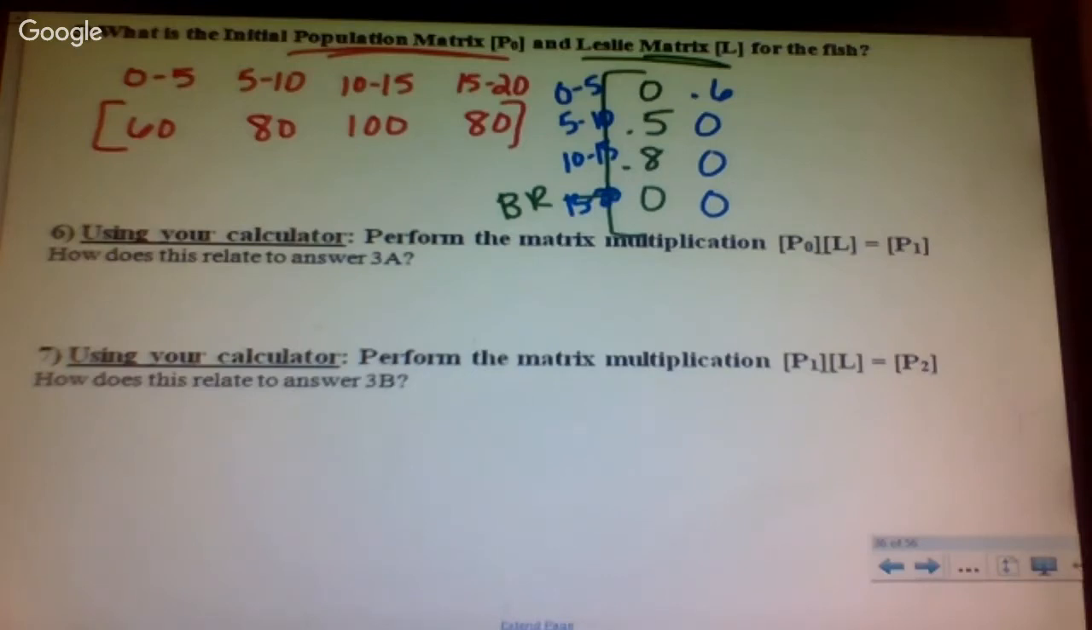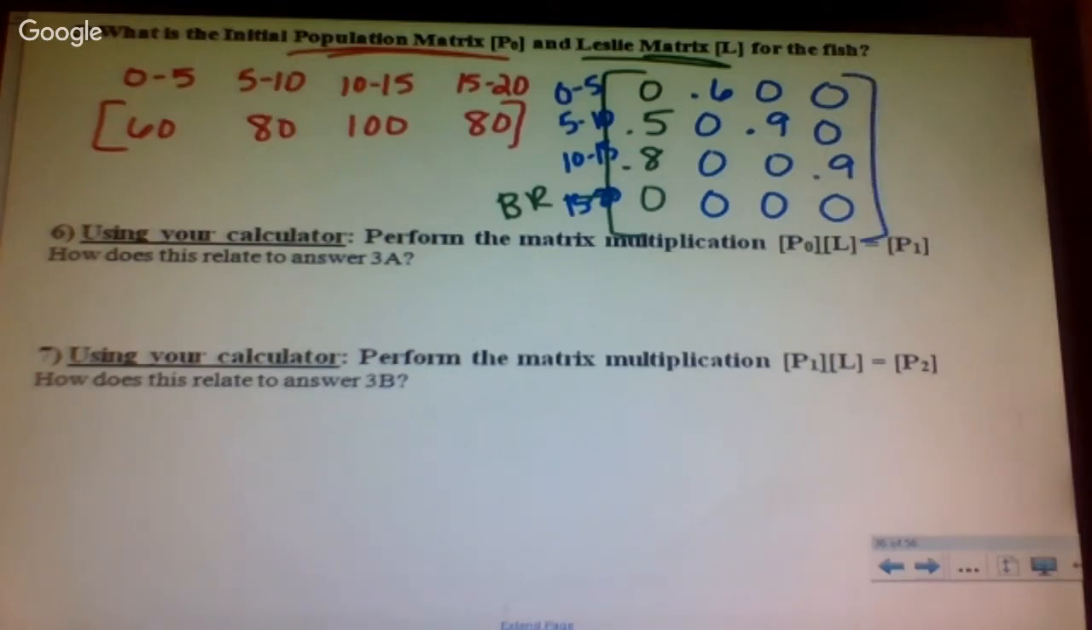Your next column, you have 0.9 of the 5 to 10 that survive. So we need to go down 1 row and fill the rest in with zeros. Your 0.9 goes with your 5 to 10 babies. And then we have 0.9 of the 10 to 15. Again, make sure it's in the proper row. And none of these survive, so we can stop there. That is a Leslie matrix.